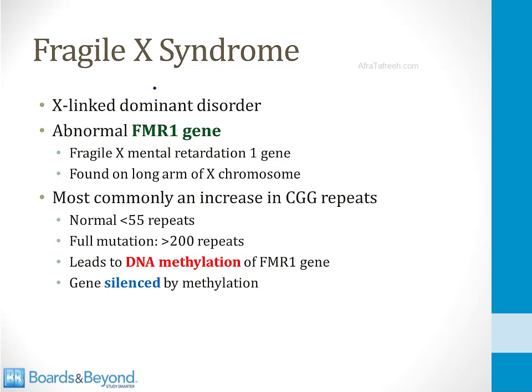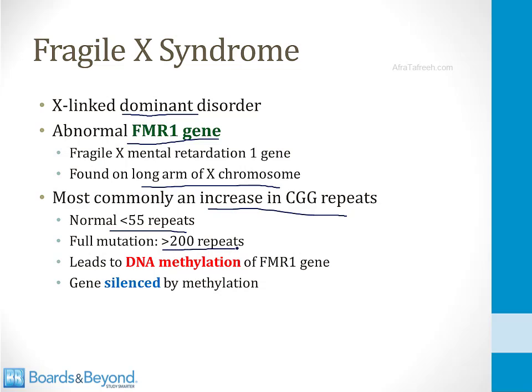The first trinucleotide repeat disorder we'll discuss is Fragile X syndrome. This is an X-linked dominant disorder that results from an abnormal FMR1 gene. FMR1 stands for Fragile X mental retardation 1 gene. It is a gene found on the long arm of the X chromosome. Most commonly, the abnormality in the FMR1 gene is an increase in CGG repeats. Normal individuals have less than 55 repeats in their FMR1 gene. In individuals with the full mutation leading to Fragile X syndrome, they have greater than 200 repeats.